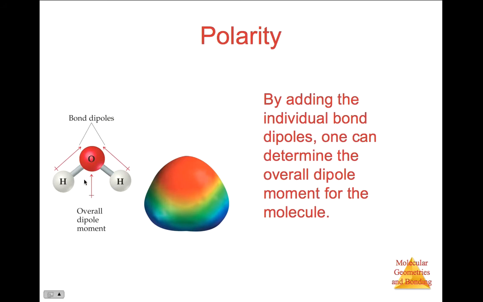You can notice right here, since it has this bent shape and is asymmetrical, it would have 2 unshared pairs of electrons here on the top. There would be a more negative charge up here at the top of the oxygen, and more positive charge down here on the hydrogens. And it would have an overall dipole moment, therefore water is a polar molecule.